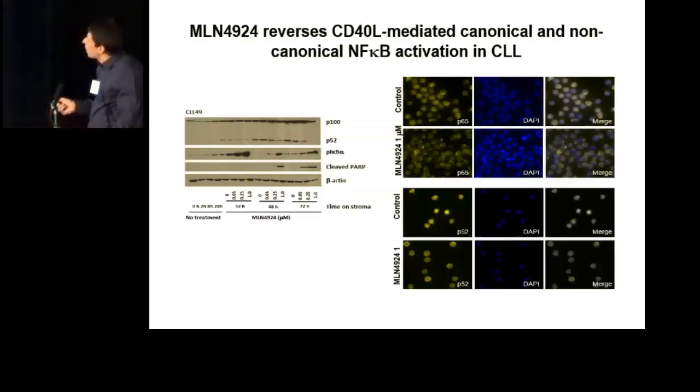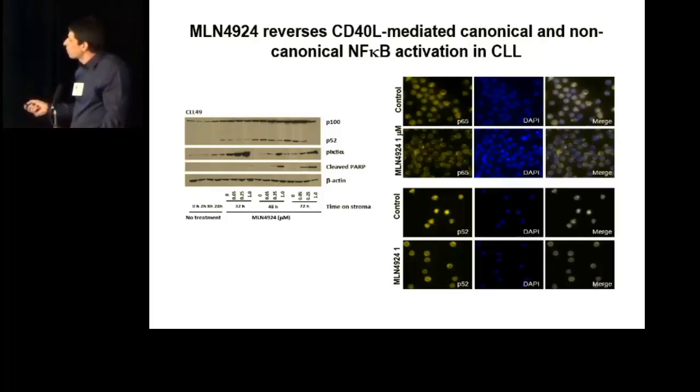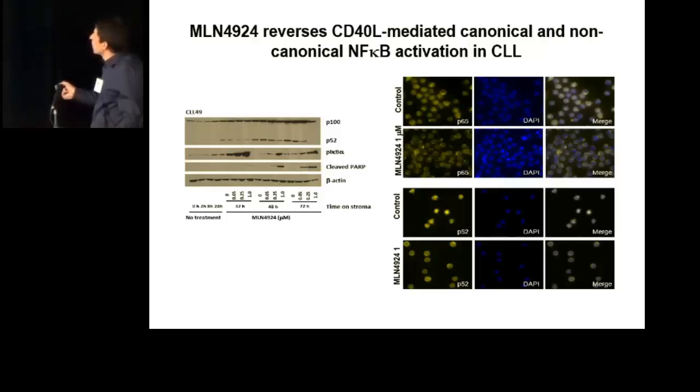So MLN4924 actually reversed activation of NF-kappa-B, and here we show the non-canonical NF-kappa-B activation, where you see disappearance of the p52 subunit, which occurs fairly early, after 8 hours of incubation with the drug. Then there is accumulation of phospho-I-kappa-B.